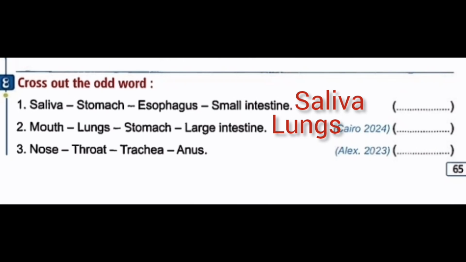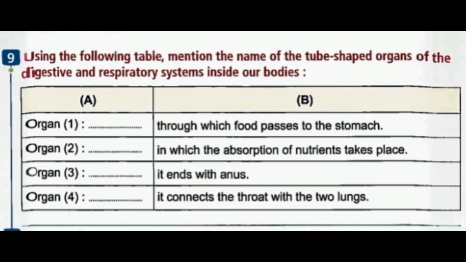Number 3. Nose, throat, trachea, anus. We will choose anus because all organs are from the respiratory system except anus, which is from the digestive system. Now let's answer question number 9. Using the following table, mention the name of the tube-shaped organ of the digestive and respiratory systems inside our bodies.